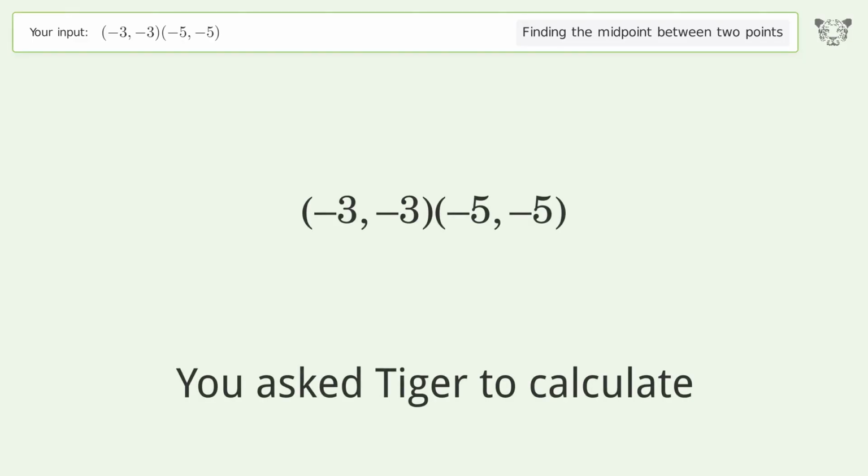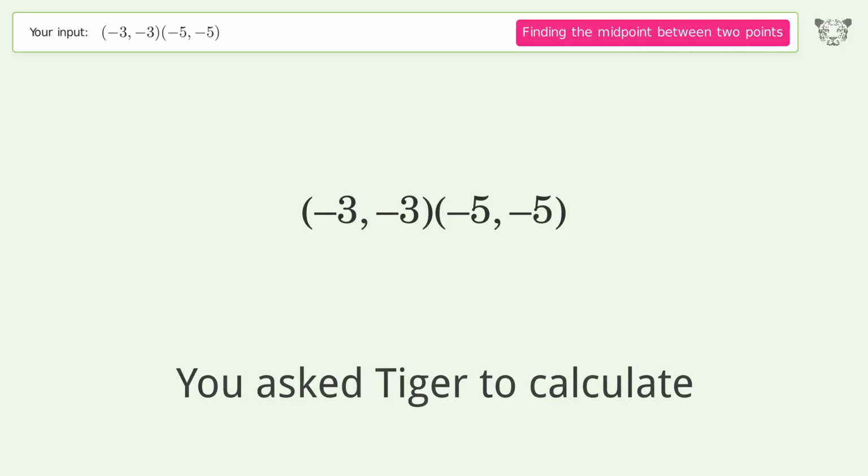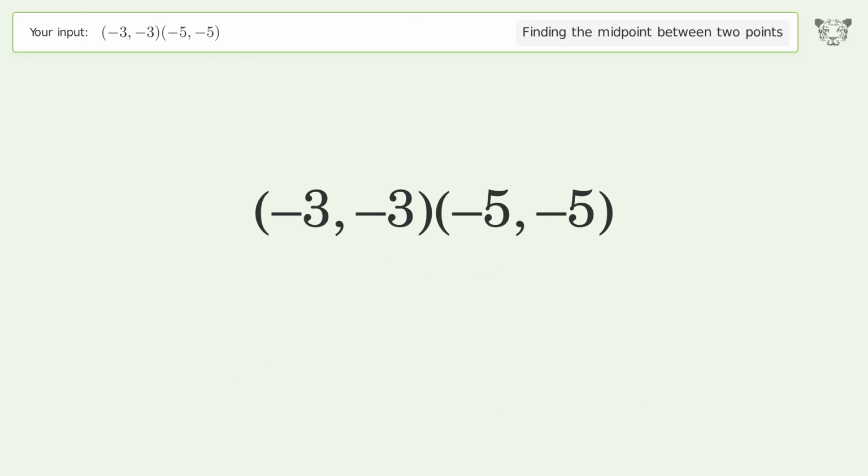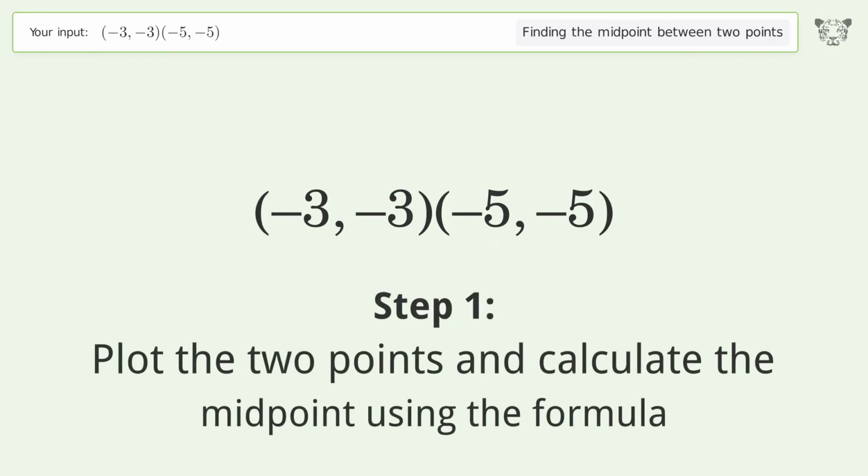You ask Tiger to calculate. This deals with finding the midpoint between 2 points. The midpoint between the 2 points is -4, -4. Let's solve it step by step. Plot the 2 points and calculate the midpoint using the formula.